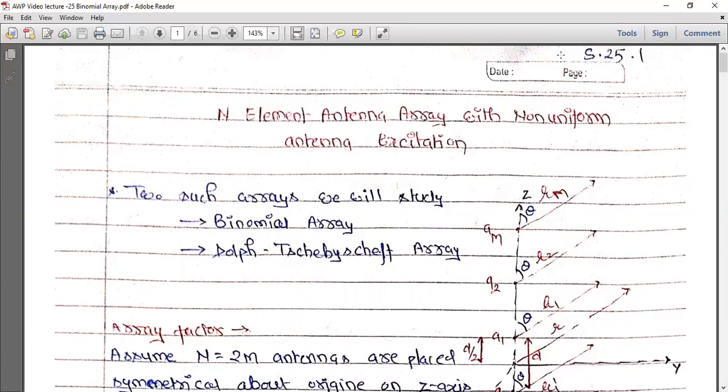So the phase of the first element is considered to be 0, then the second one has alpha, the third one has 2 alpha, the fourth one has 3 alpha, and so on.